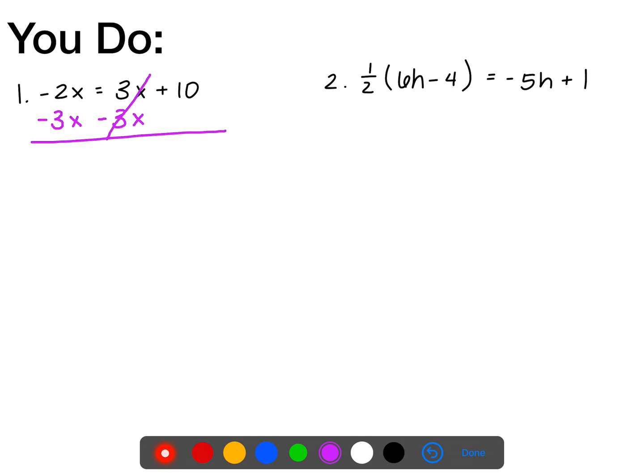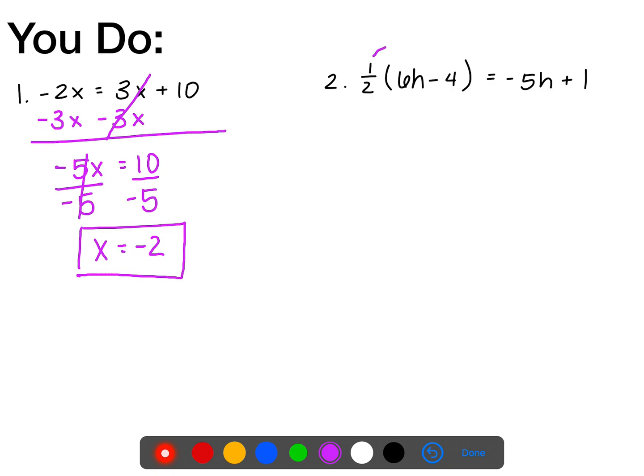3x. -2x minus 3x gives me -5x equals 10. I'm going to divide by -5. And I'm going to end up with x equals -2.